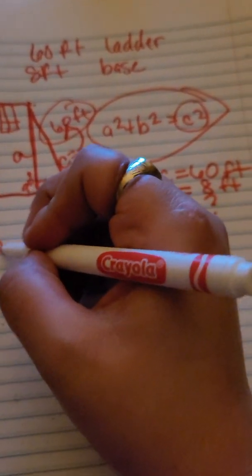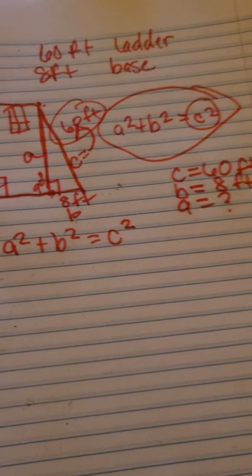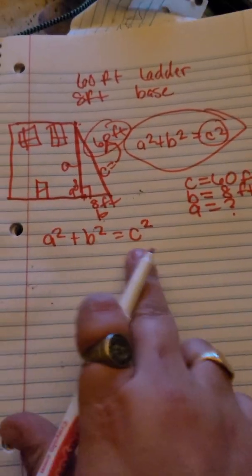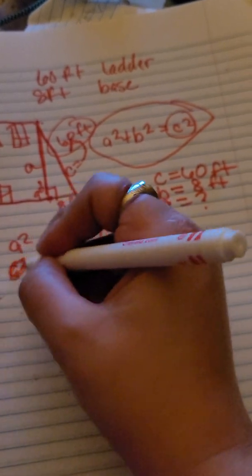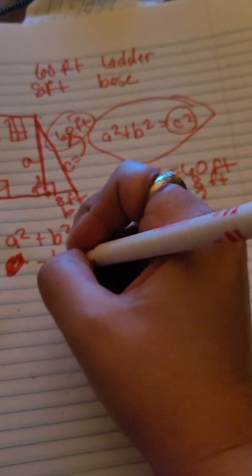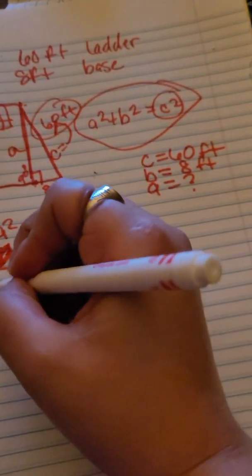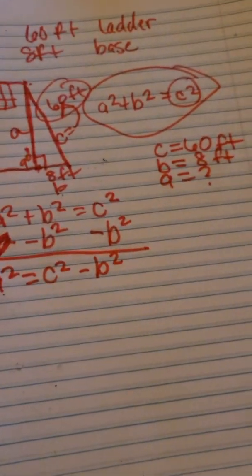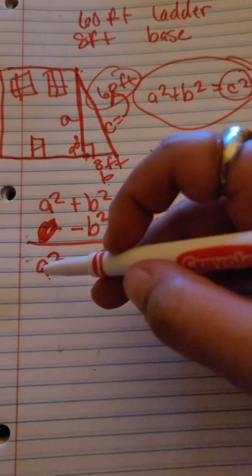Okay, so we know A squared plus B squared equals C squared, right? Now we've got to figure out for A. Before we put any numbers in, let's try to solve this for A. We've got to remove B from that side of the equation, so we subtract B squared from both sides. We get A squared equals C squared minus B squared. This is the exact same thing as the original; you're just solving for A.